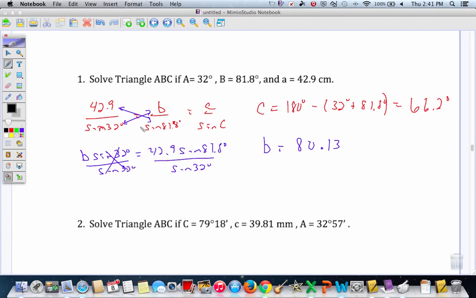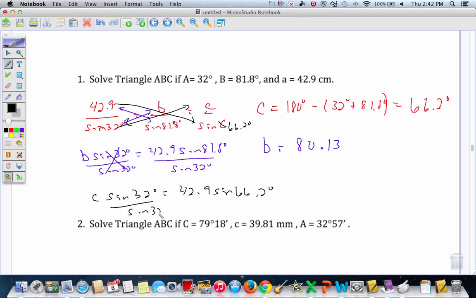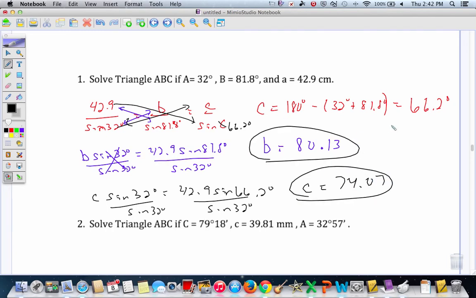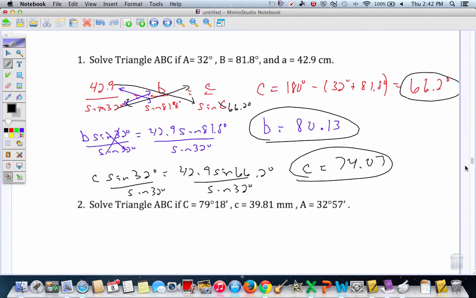I'll repeat the process for c. We found C to be 66.2 degrees, so I'll make that substitution. I'm just going to use the first and the last ratio, so I'm going to cross multiply from here to here and from here to here. So side c times the sine of 32 degrees equals 42.9 times the sine of 66.2 degrees. And once again, we'll divide by the sine of 32 degrees. Side c is about 74.07. And we've solved for our triangle, our missing pieces of information.